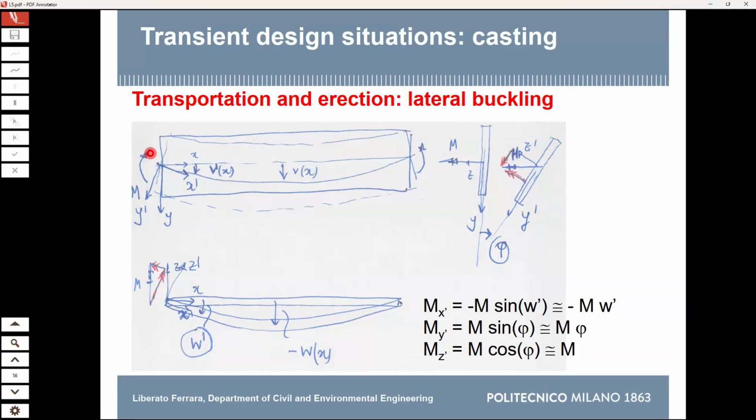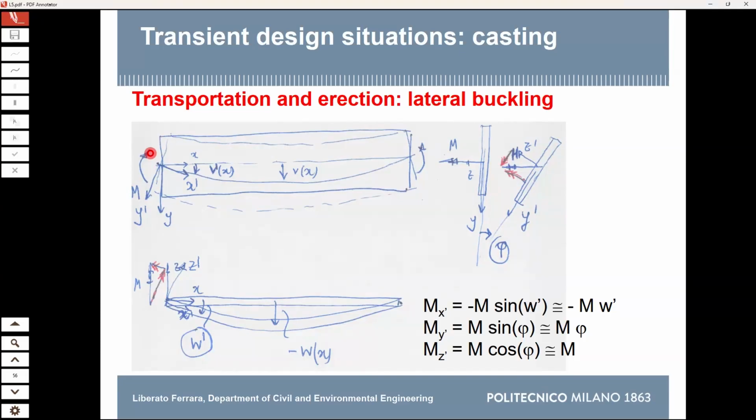In the original, undeformed system, you have y and z. This bending moment is only along z. But then the beam cross-section has rotated, so your axes are no longer y and z, they are y prime and z prime. But the bending moment remains the same because, at least in structural mechanics, the loads do not follow the beam.